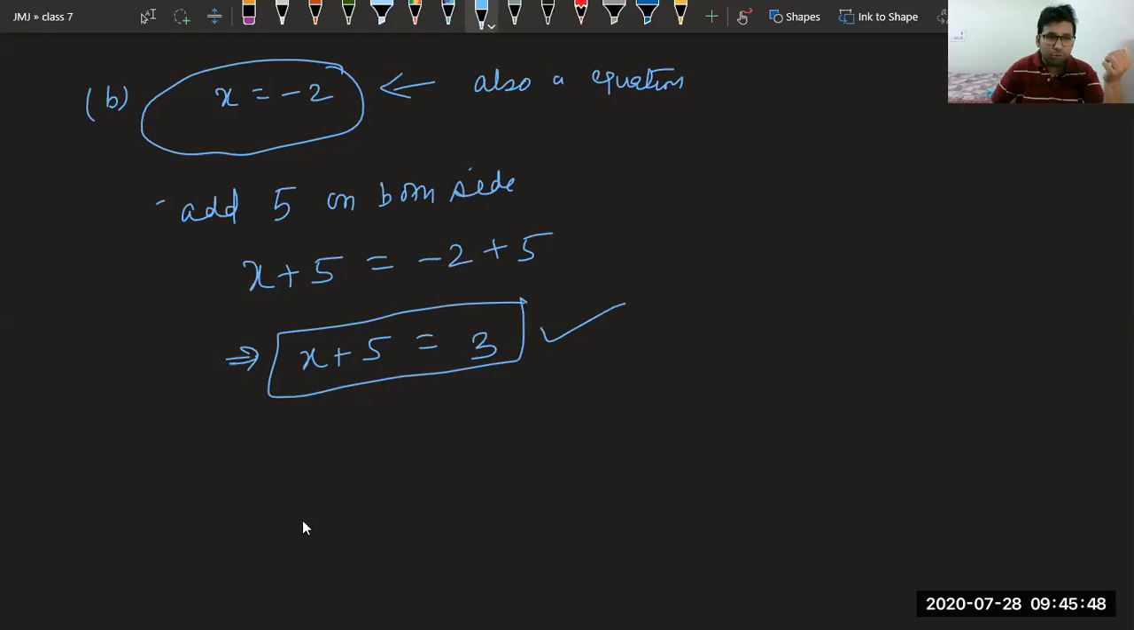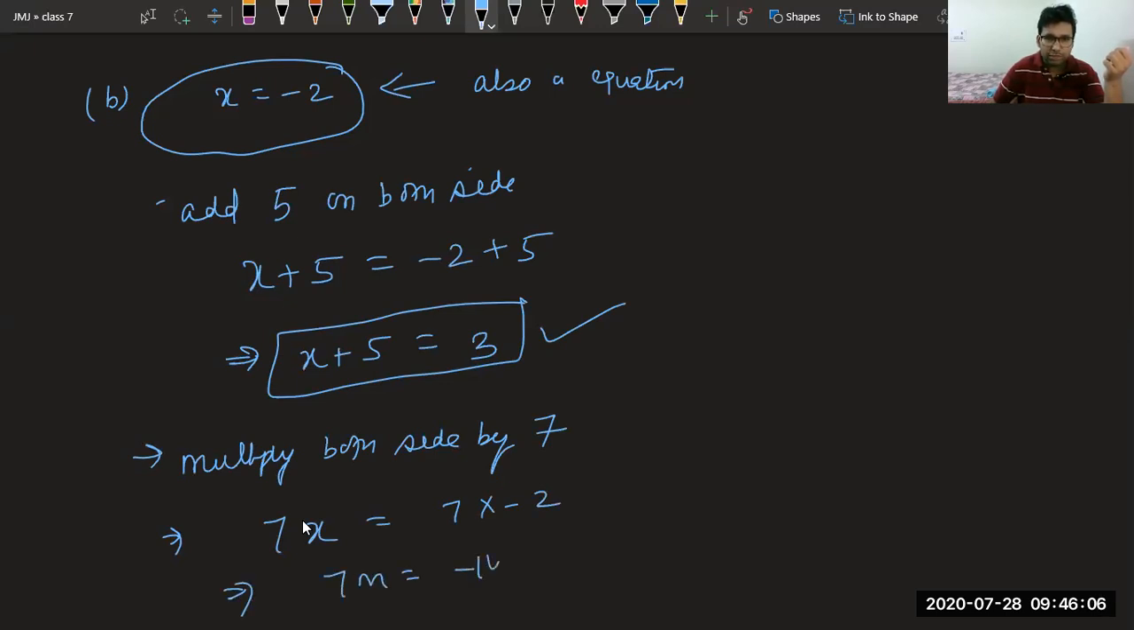Similarly, you can form another also, like multiply both sides by 7. What will you get? 7 into x is equal to 7 into minus 2. You will get 7x equal to minus 14. Daksh, please confirm. Are you able to understand now? Yes, beta Moksha, you are correct. Daksh, please confirm.